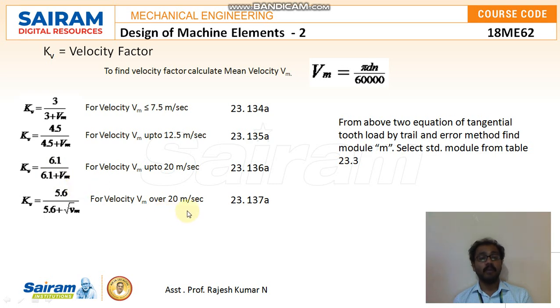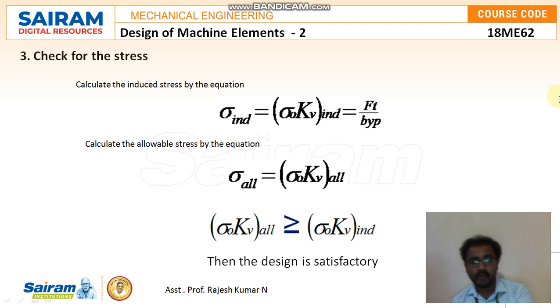And if it is more than 20, that is 21, 22, 23 and so on, the velocity factor will be 5.6 divided by 5.6 plus square root of Vm. And from the above two equations of the tangential tooth load, by the trial and error method, we can find out the module M, and after finding the module value we need to select the standard module from table 23.3.